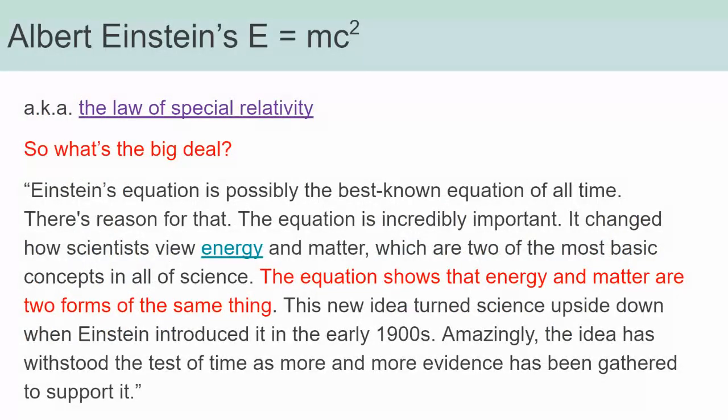So Einstein's equation, E equals mc squared. It's probably the best known equation, and it's because it has changed how scientists view energy and matter. The equation shows that energy and matter are two forms of the same thing. When Einstein introduced it in the early 1900s, it was in fact crazy to think that it could replace what we already know. And so the idea, though, has withstood the test of time, and more evidence has been gathered to support it, so that we still use it today.